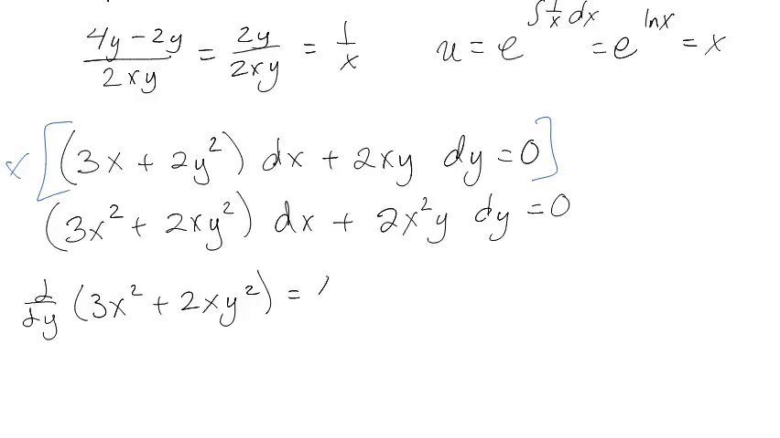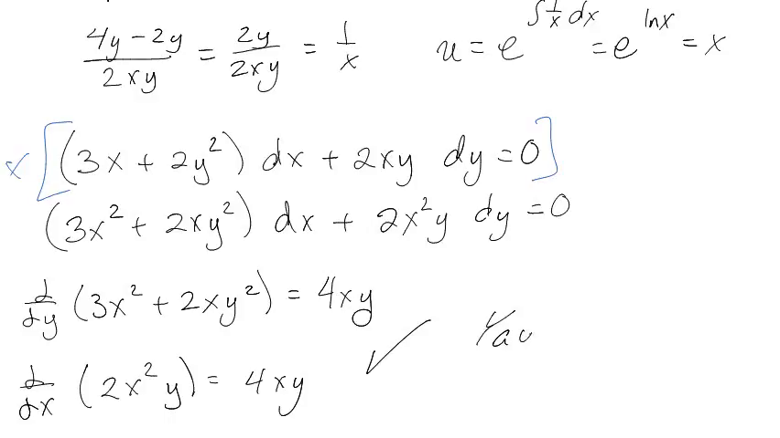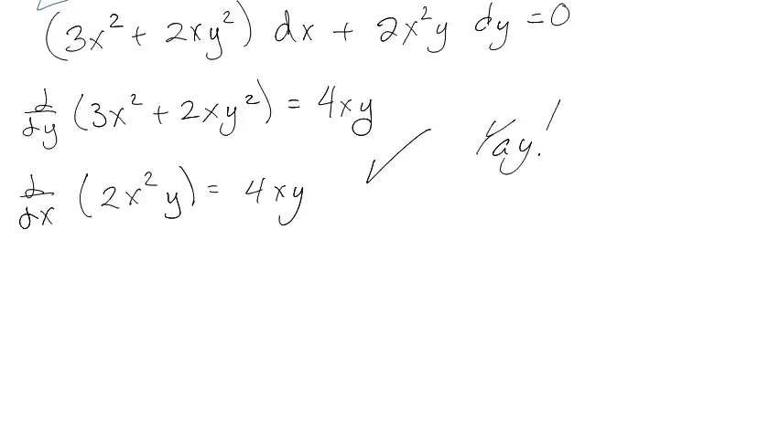If I take the derivative with respect to y of this guy, I get 4xy. And if I take the derivative with respect to x of the second guy, I get 4xy. Yay! So that means I can actually solve it. Let's go ahead and practice solving this just for fun, because it's good practice.